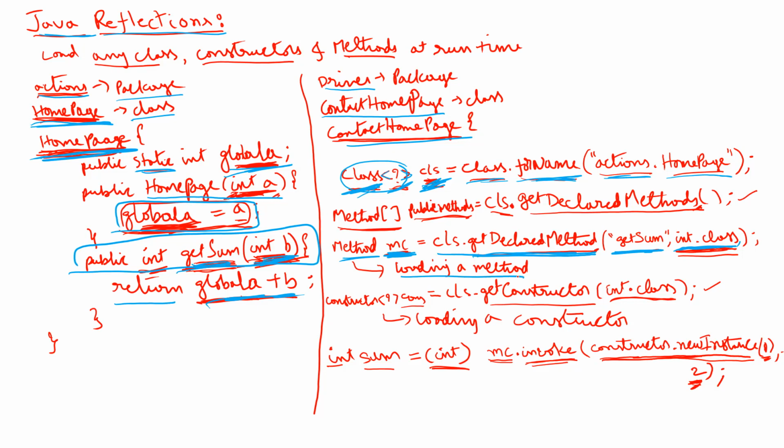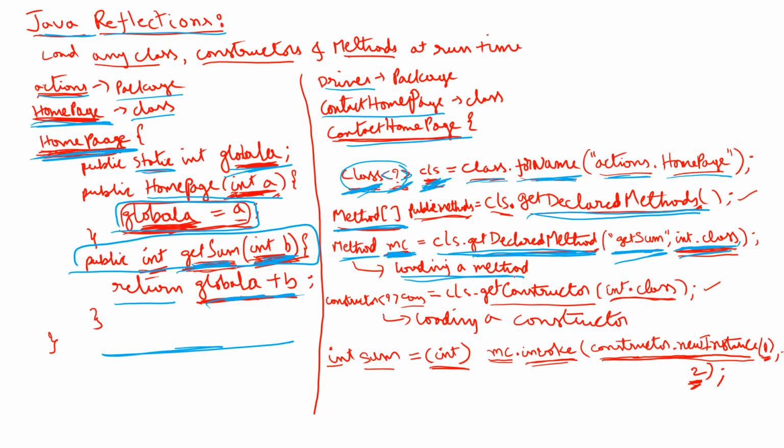Okay, and if you want to get all the public methods within this class, then we can use getDeclaredMethods, and it returns an array of methods. Within this array, we can use a for loop to iterate over that, and we can print all the method names. Now we have seen this getDeclaredMethod to load a particular method, where we have to pass the method name and the class types of the variables that we are passing for that method.